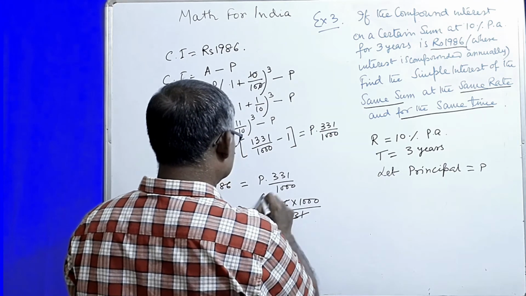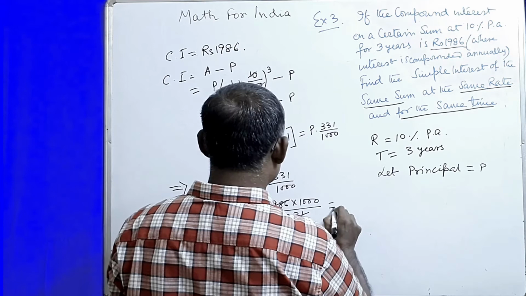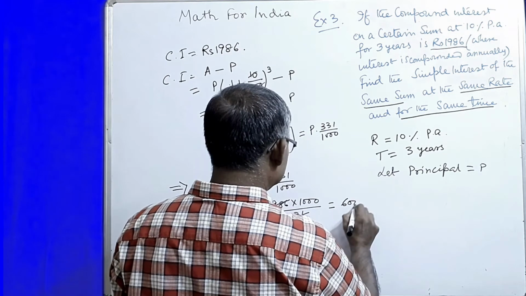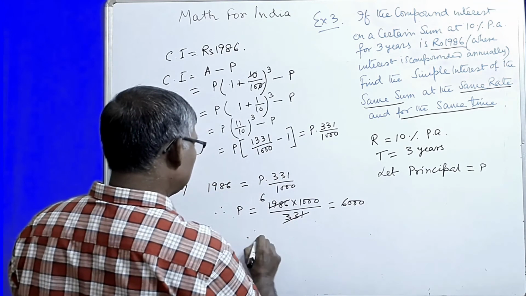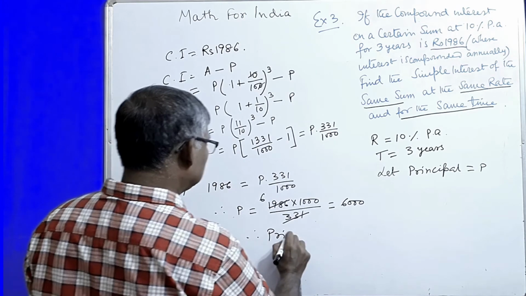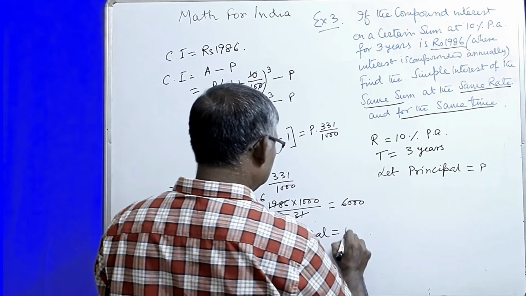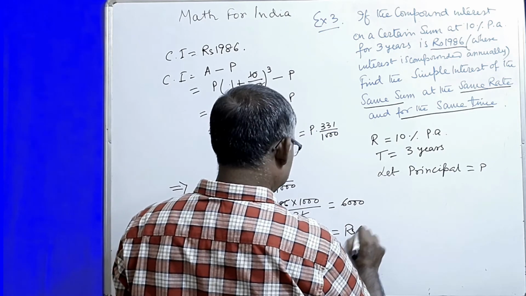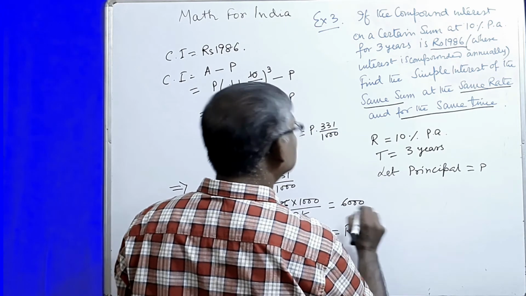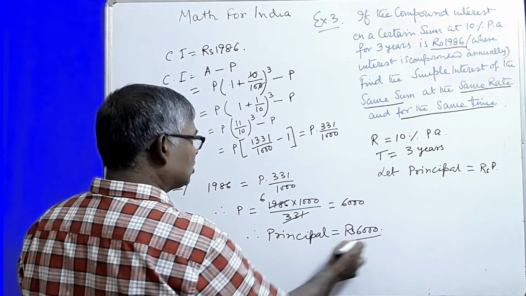by 6. This is 6000. Therefore, principal equal to rupees 6,000. Therefore, principal is rupees 6,000.